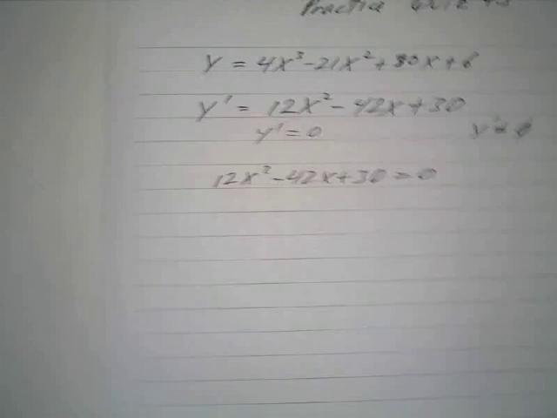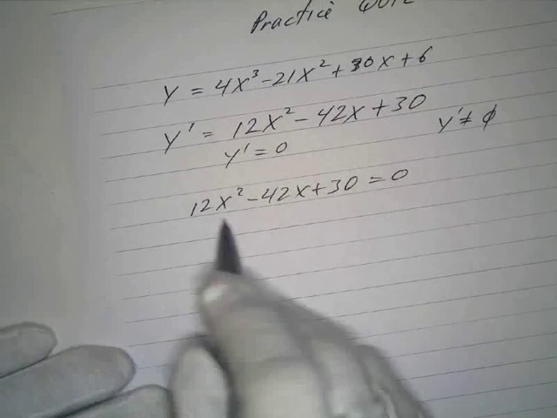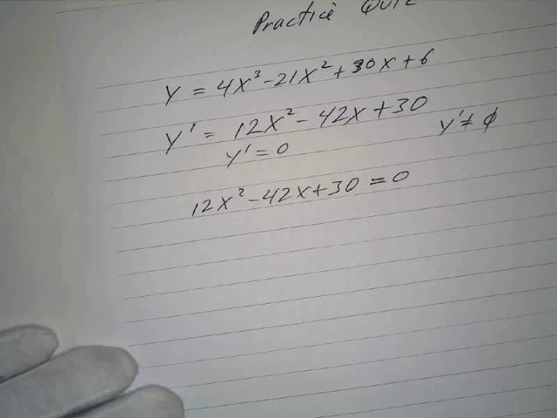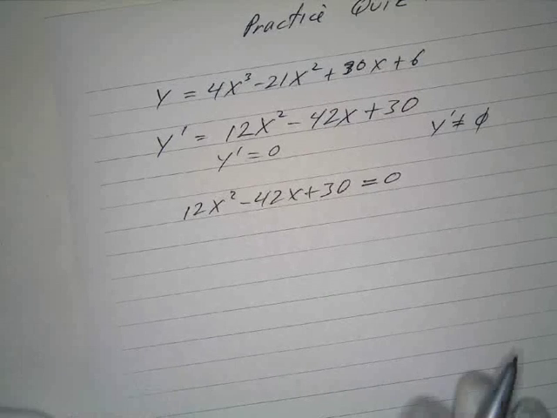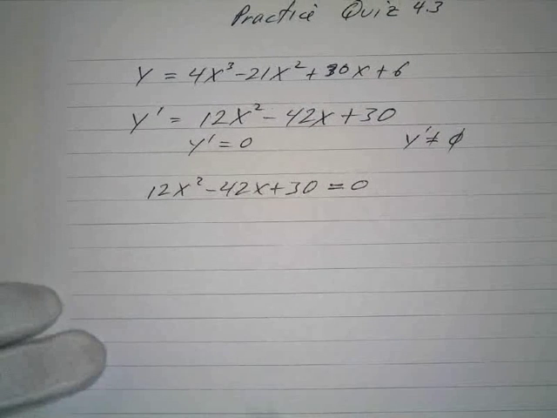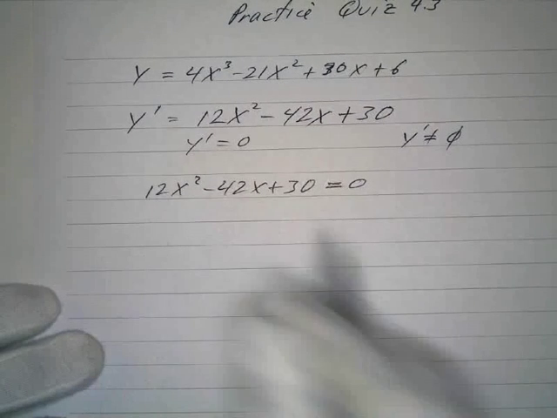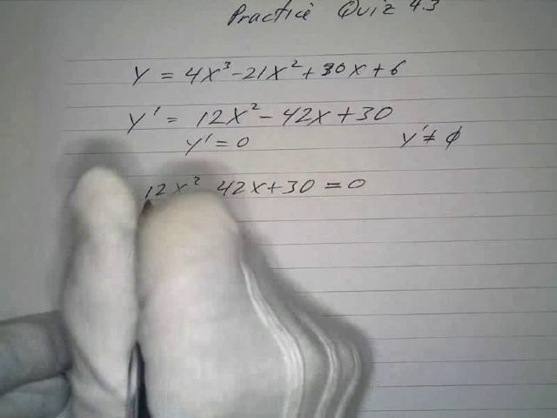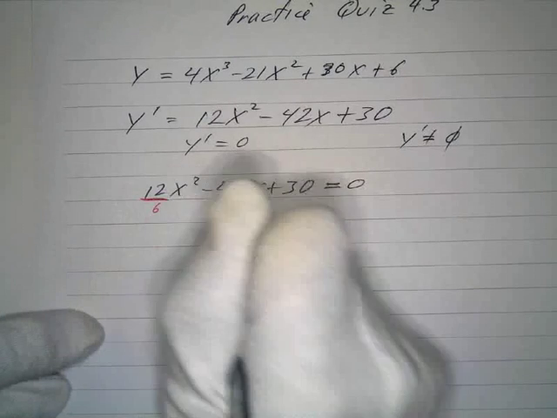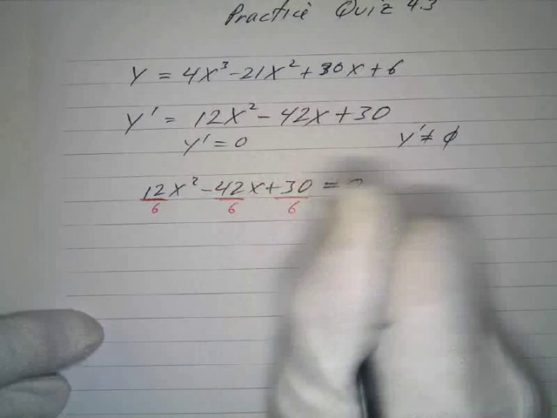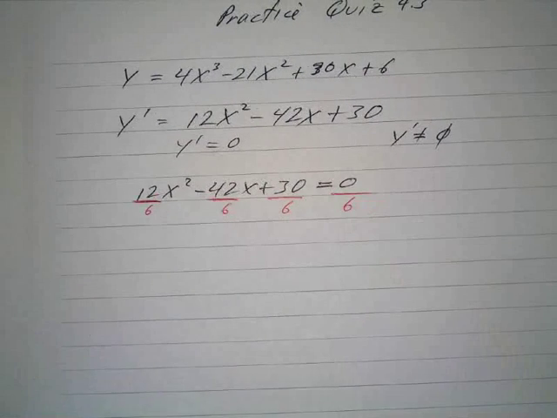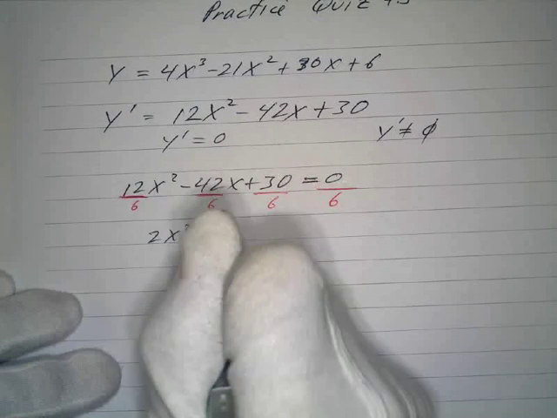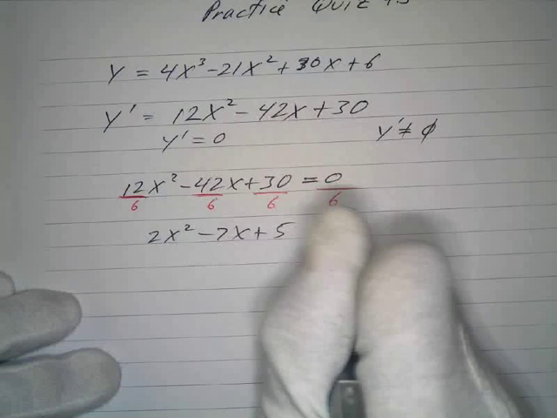Now this is a quadratic, and what we can do is divide. It's an equation now, it's not a function anymore. So I can get an equation that will have equivalent roots or zeros just by dividing through by some common number, and everything is divisible here by 6. So I'm going to divide every term by 6, and I'm going to get an equivalent equation as far as the roots are concerned. So that's going to be 2x squared minus 7x plus 5 equals 0.